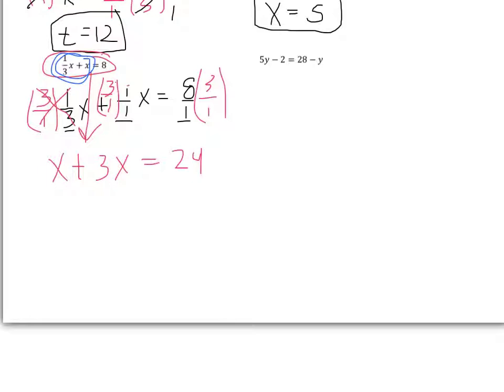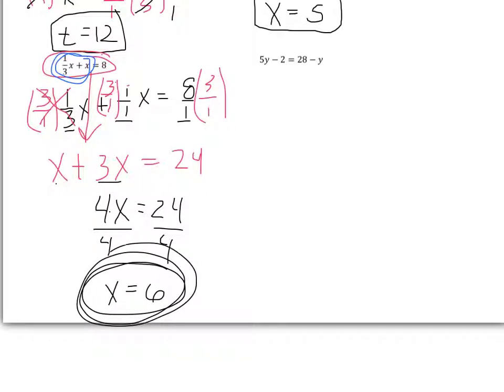So now we have two variable terms on one side, x plus 3x, so our 4x, that equals 24. And once again, 4x is 4 times x, so we divide by 4. We get x equals 6, and that's the answer that we're looking for right there.